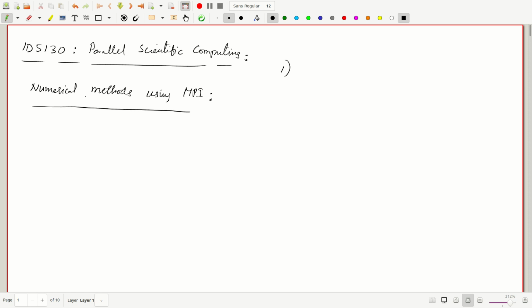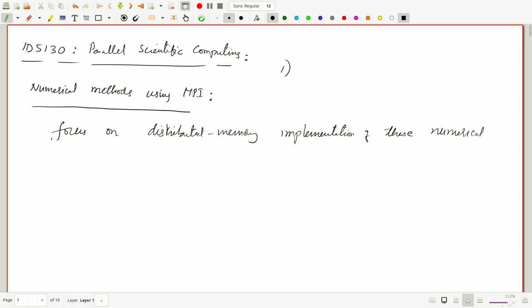The introduction and how the methods work would be straightforward, so they will not be repeated again in MPI. Rather, we will focus on the distributed memory implementation of these numerical methods, because that is what you would use in the context of MPI.